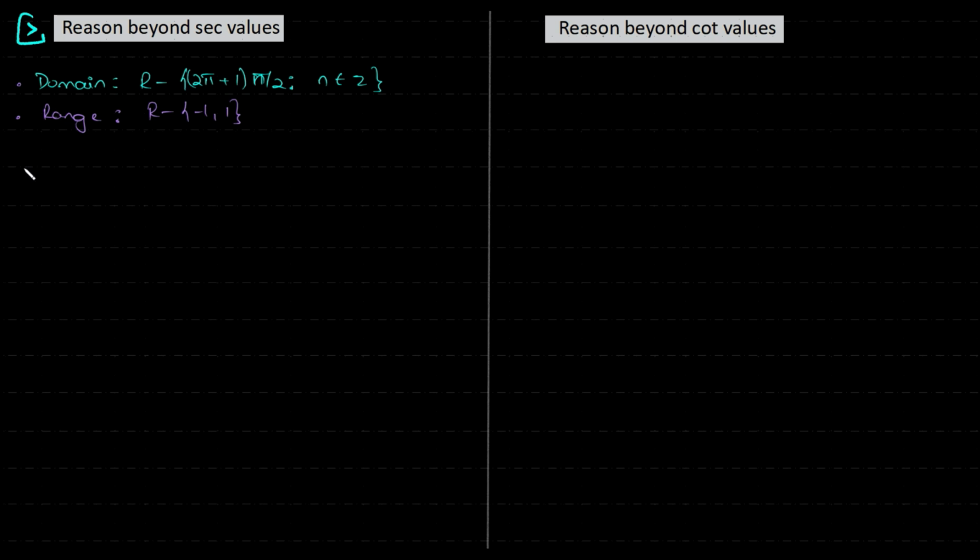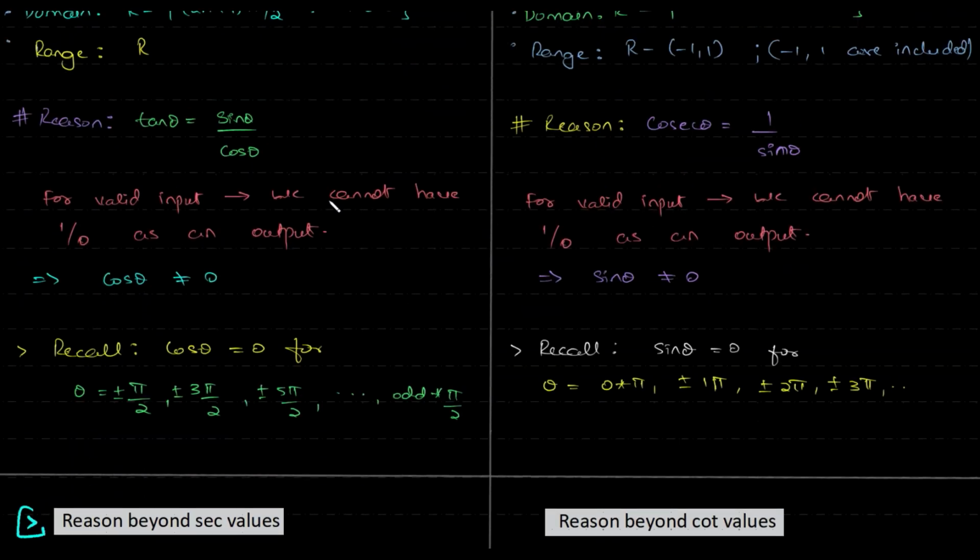Now, so domain, range, and the next thing is reason. Why is this happening? The same thing: secant theta is 1 by cos theta. So I'll just copy this and paste. That's it, as simple as that.